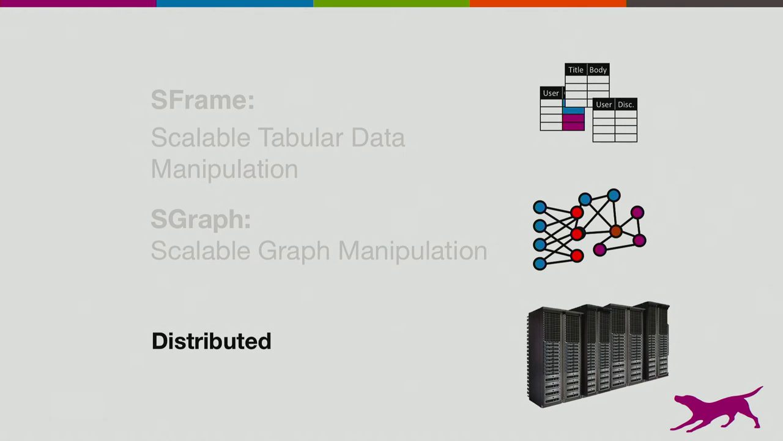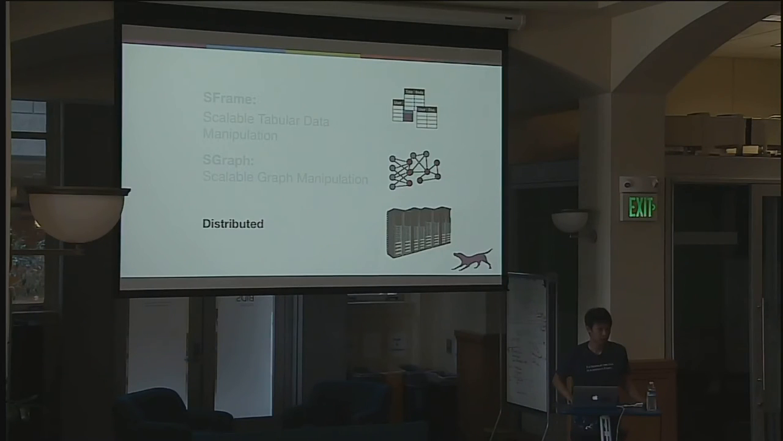OK. That's about SGraph. Yes? So for graph computations like page rank, do you have to write it in a one-off manner in C++, or do you expose an API for doing different computations in Python? Oh, you're talking about how we express computation on graphs?